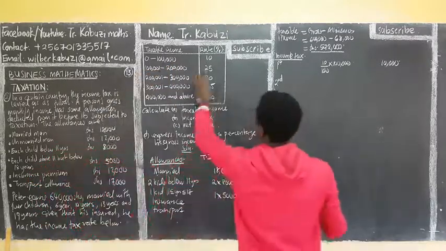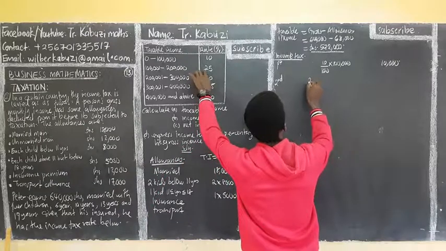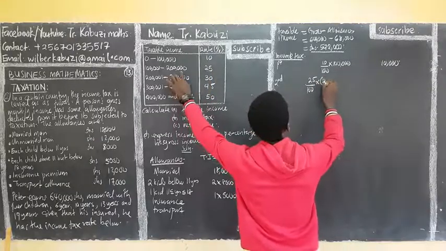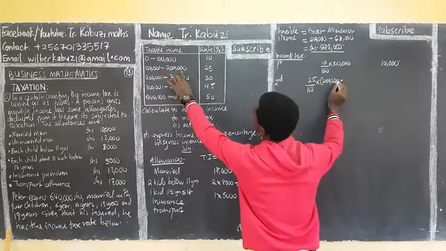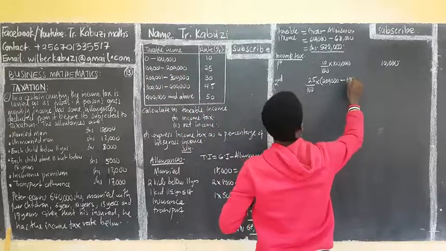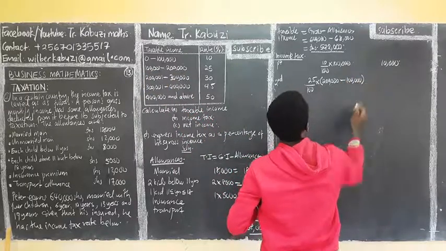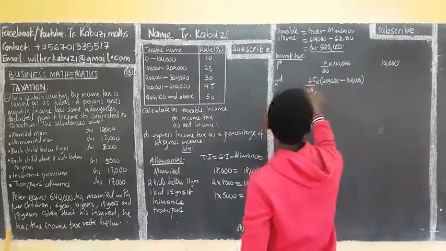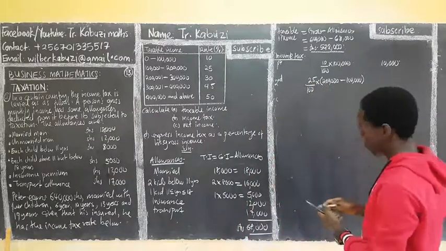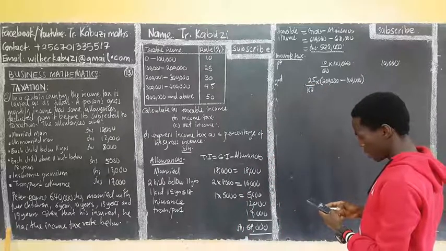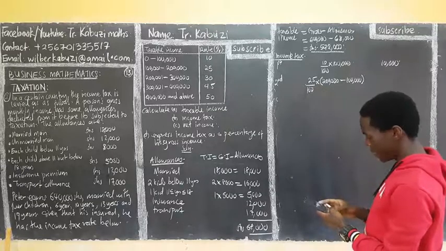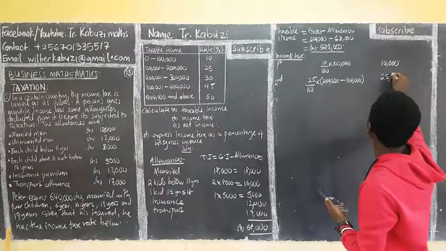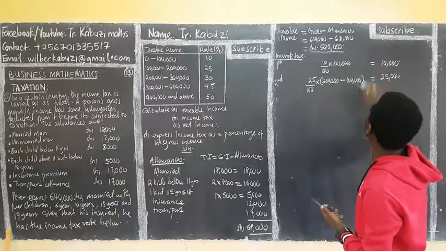So now we shall get 25 over 1,000 times 200,000 minus the 100,000 which has already been taxed. So this will give you 100 times this percentage, which will be 25,000. This is what you get there, and that's what you get there.